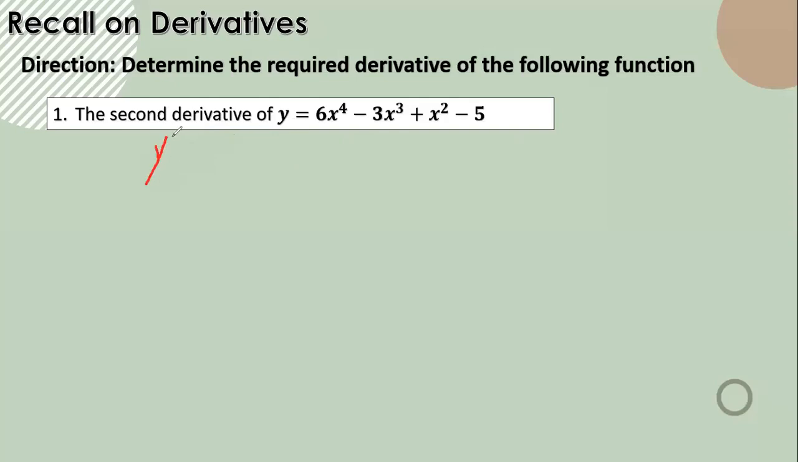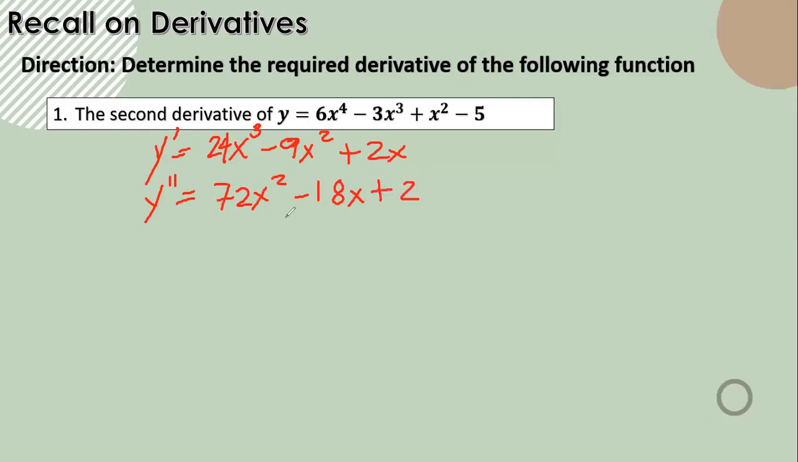Okay, so for the first derivative, that is 24x cubed minus 9x squared plus 2x. And then to find the second derivative, we have to derive the first derivative. So y double prime is equal to 72x squared minus 18x plus 2. And we have the final answer.